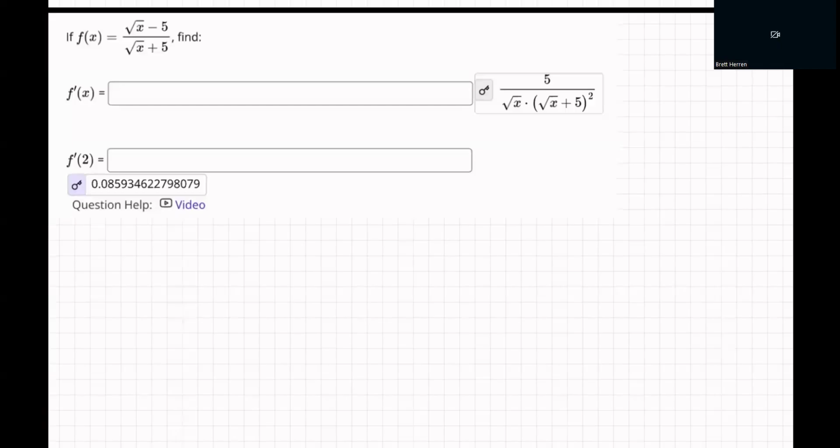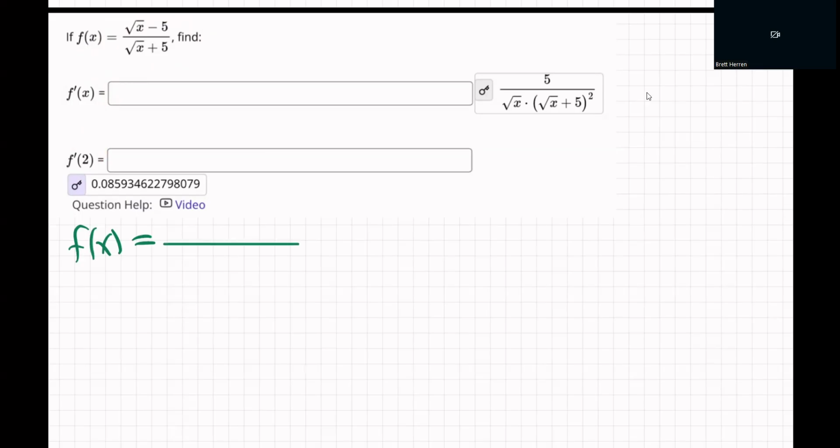This question has a big fraction and it wants us to take the derivative and then plug in 2. So it's a derivative practice problem. So let's take a look.